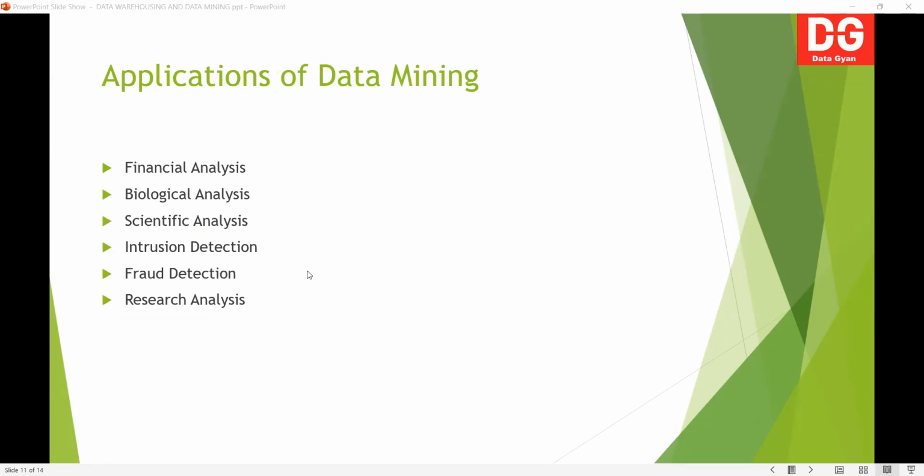There are different applications of data mining. For example, financial analysis, like how banks, the insurance sector, and investment firms use it, as well as biological analysis and scientific analysis. We also use it for fraud detection, to find out if some fraudulent transaction is happening and how it is happening. We can get to know this from data mining itself.